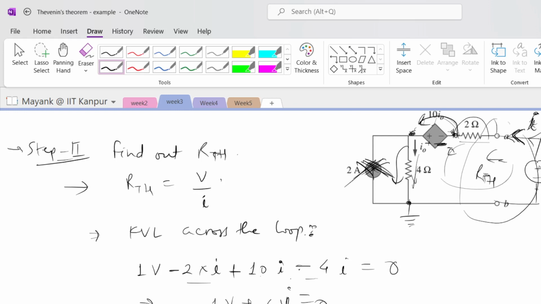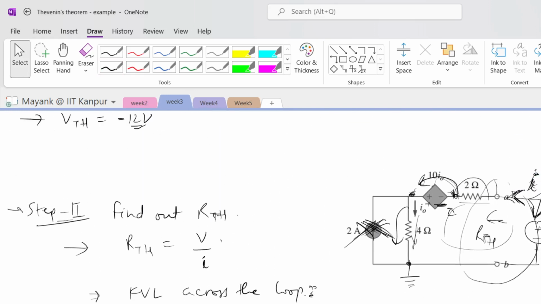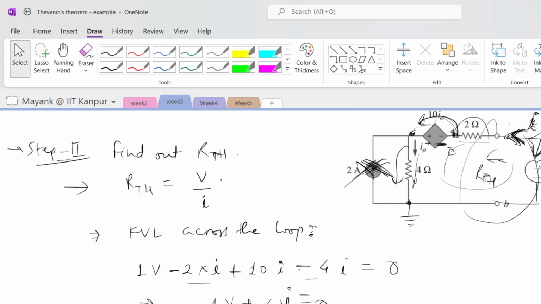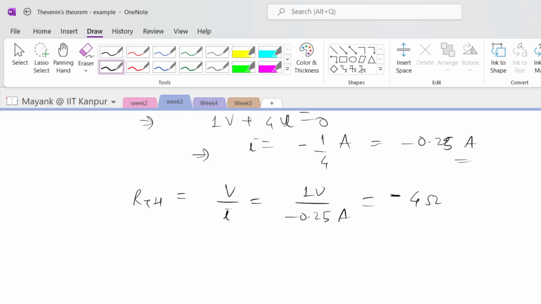So basically the current is going to flow in this direction. But as per our convention we have to assume that the current is going to flow in the direction that was assumed earlier, in this direction. So for that the current comes out to be minus 0.25 ampere. So what is the Thevenin resistance in that case? It is equal to V by I. What was V? V was equal to 1 volt and I is equal to minus 0.25 ampere, so it becomes 4 ohms, but with a minus sign.